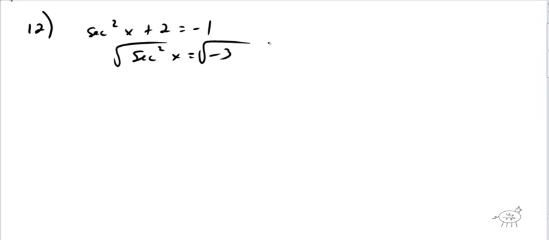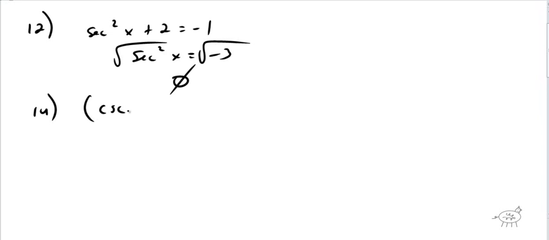Number 12, secant squared of x plus 2 equals -1. So we subtract 2 from both sides, so we get secant squared of x equals -3. Take the square root of both sides. Boo! No solution. Can't take the square root of a negative number. Okay. Number 14. Oh, this one's kind of nice.